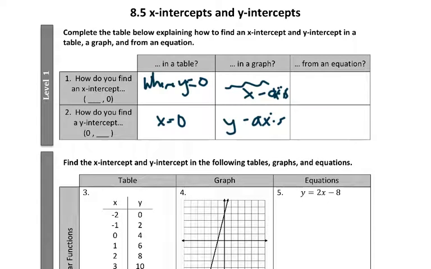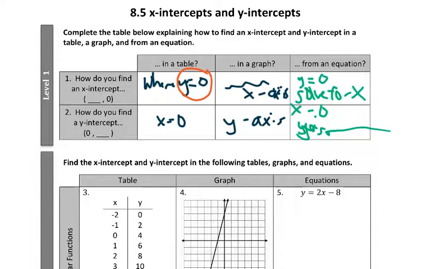Okay, and from an equation, we said in the table that we're looking for when y equals 0, so what we would do is plug in 0 for y, and then solve for x. Or you would plug in x equals 0 for a y-intercept and solve for y. Pretend like I wrote that out.